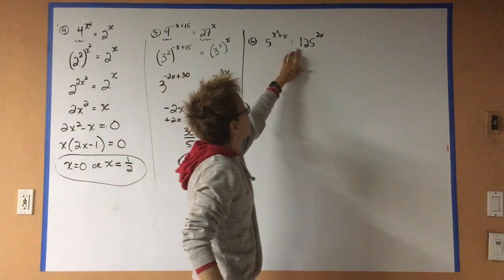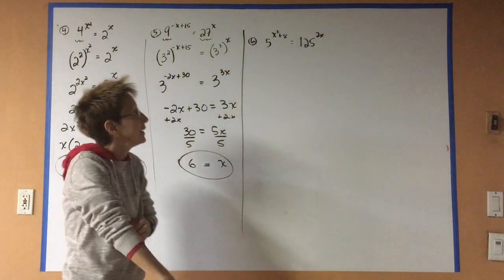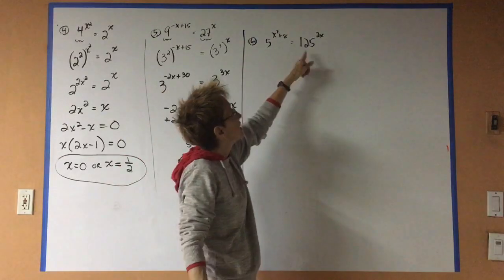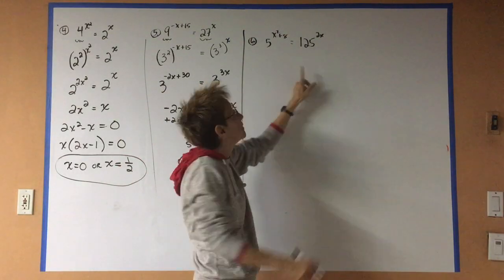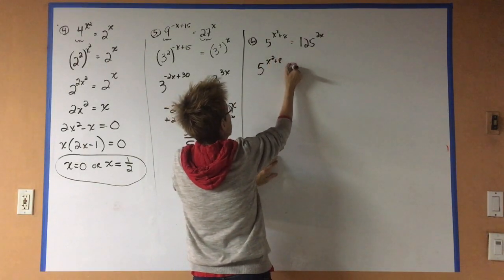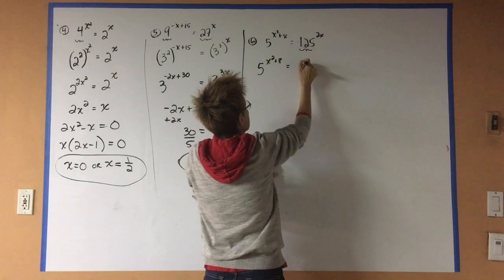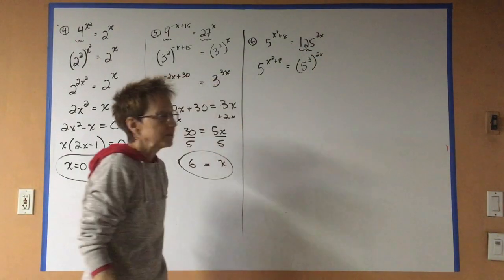So I'm trying to solve this, and again I notice it's exponential, so I'm going to try and create same bases. This is a base of 5, and this is a base of 125. It's got 5s in it, right? So I'm going to leave this one alone. 5 to the x squared plus 8 equals 125 is 5 cubed. And then that's being raised to the power of 2x.